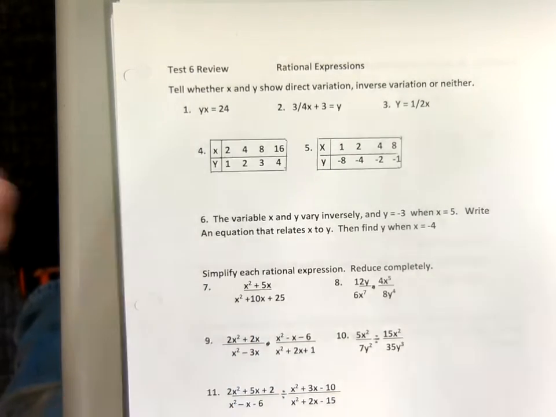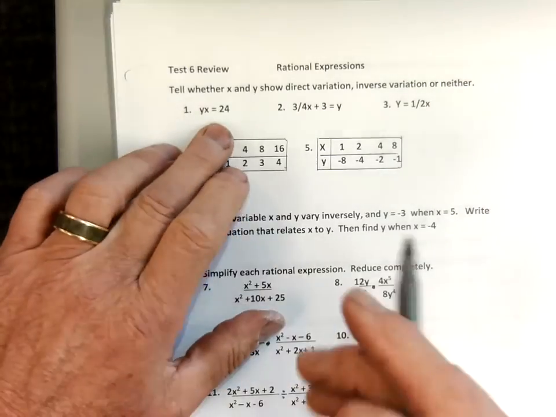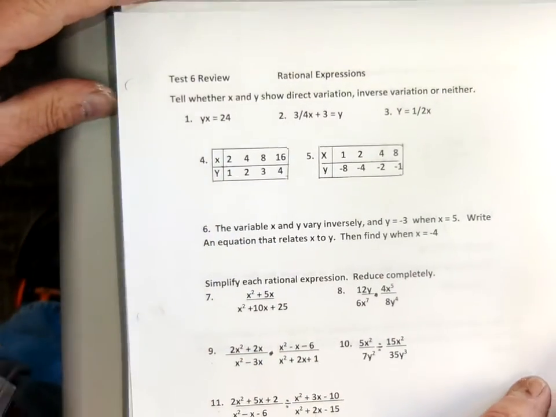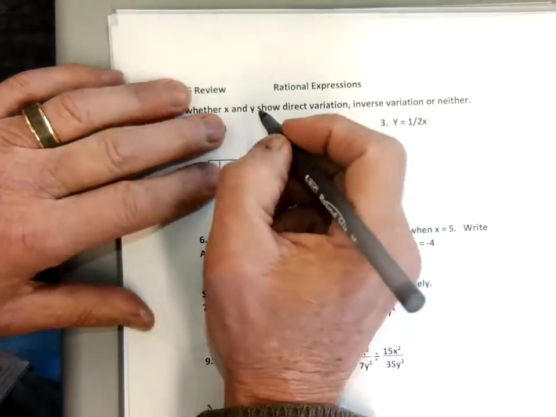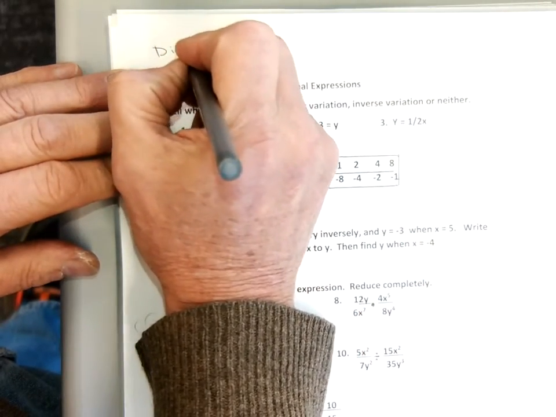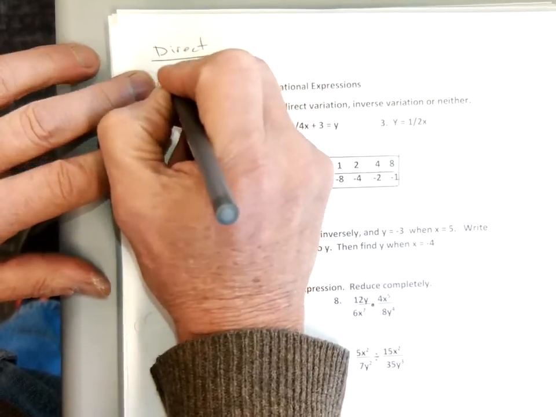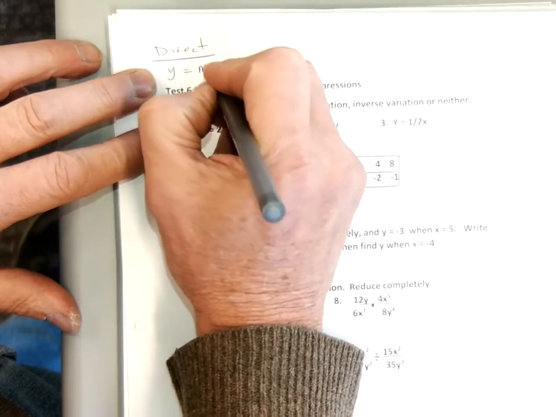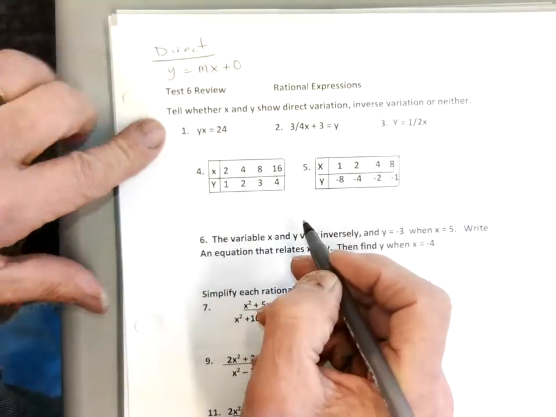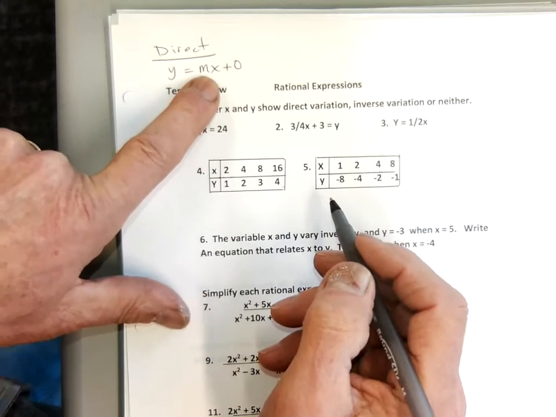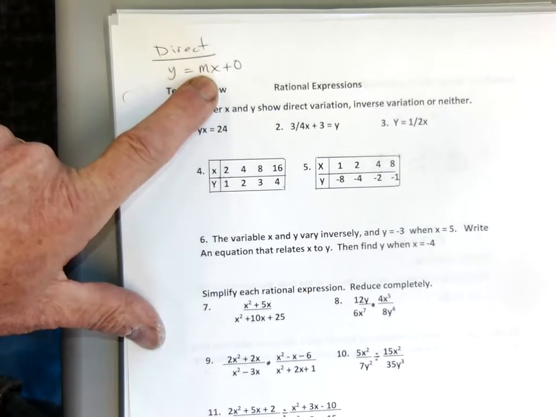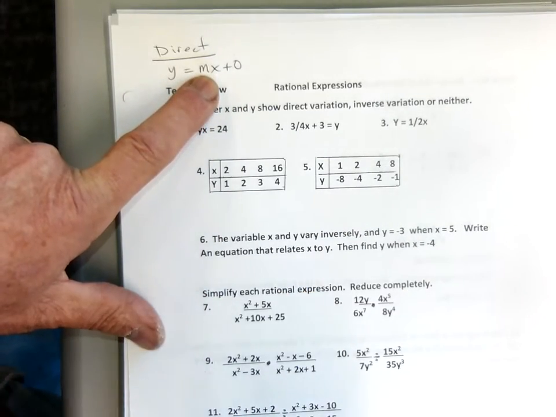And if I get going too fast, please ask the substitute to pause it to let you catch up, okay? All right, so number one, tell whether it's direct variation, inverse variation, or neither. So direct variation, let's write this down. Direct is y equals mx plus 0, okay? Has to go through 0. m is like a slope. The book likes to call it k, constant of variation, okay?